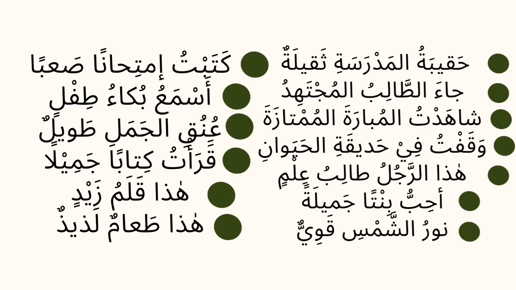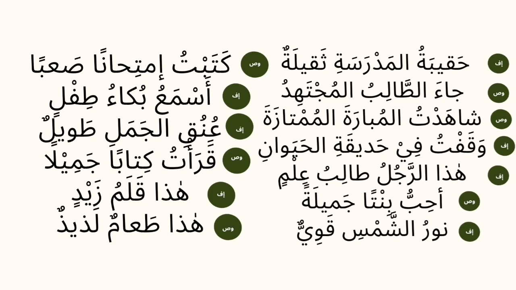عنق الجمل طويل. The neck of the camel is long. قرأت كتابا جميلا. I read a beautiful book. هذا قلم زيد. This is Zaid's pen. هذا طعام لذيذ. This food is tasty. So, can you try to identify what is مركب إضافي and what is مركب توصيفي? The alif and fa is for إضافة and waw and sad is for توصيف.